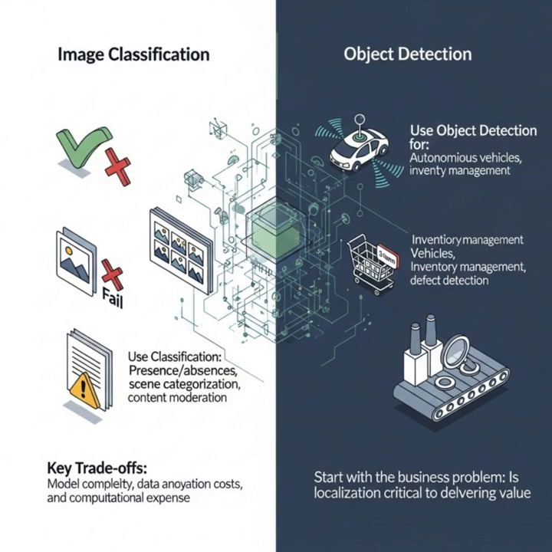You must use object detection when the location, count, or interaction of objects is critical. Autonomous driving needs to know exactly where other cars and pedestrians are. Retail analytics needs to count items on a shelf. Manufacturing needs to spot defects in specific locations. The trade-off is complexity and cost.